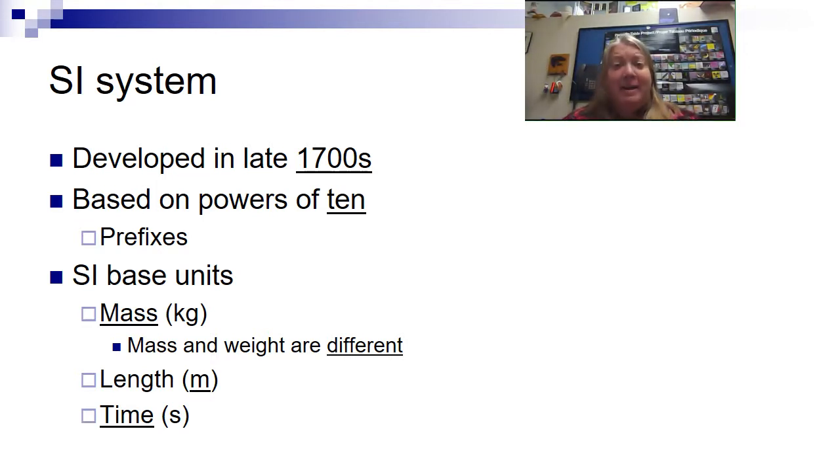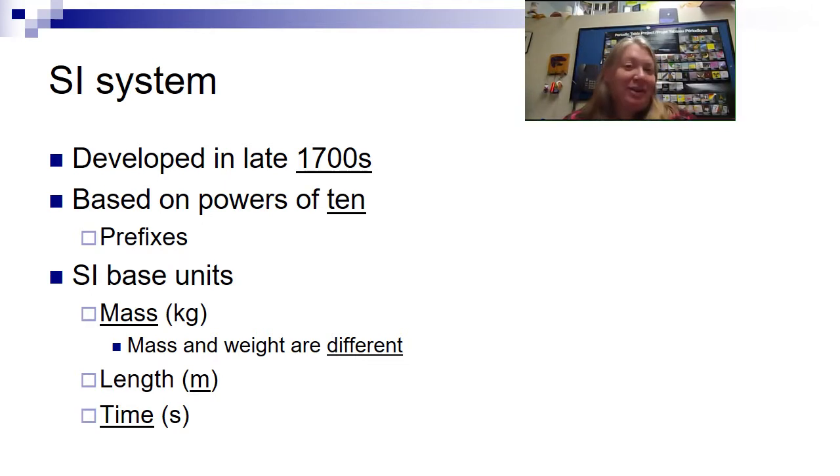Now, keep in mind, mass and weight are different. Mass is the amount of substance. Weight is the gravitational attraction acting upon that. You'll get to see some more about that later on too.